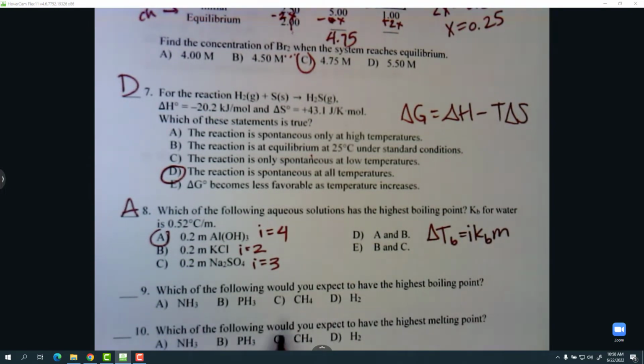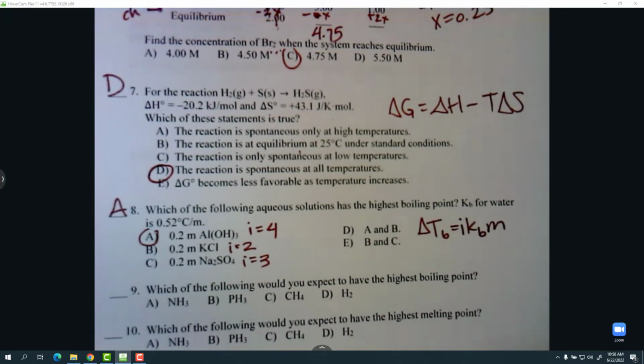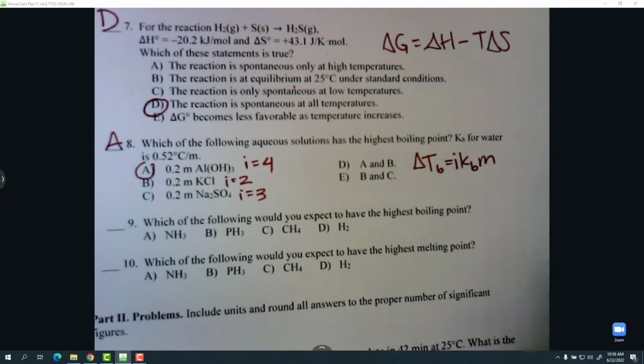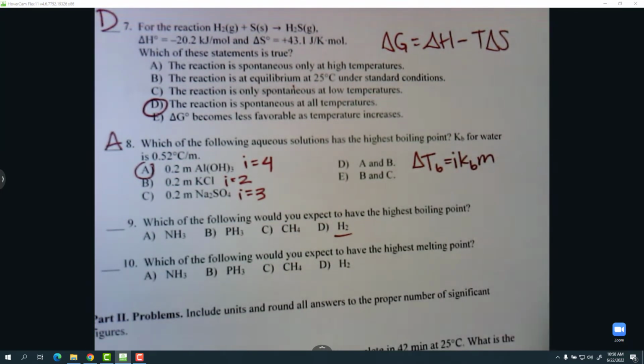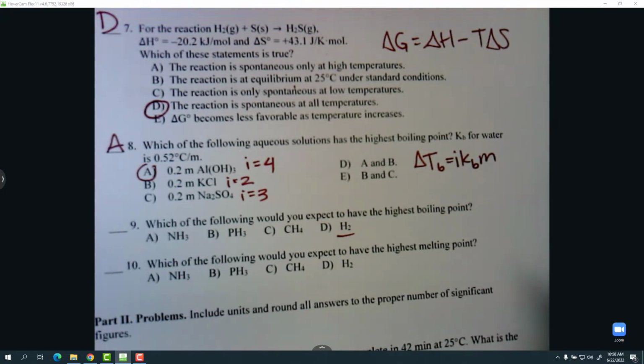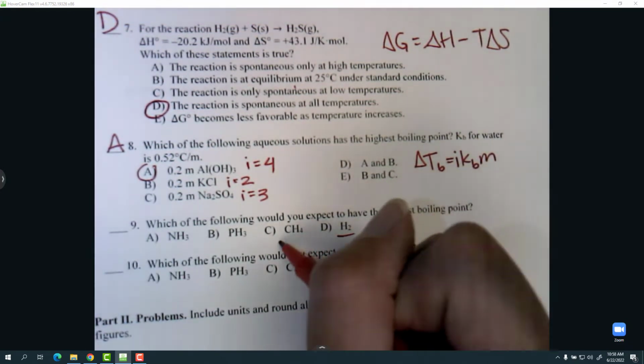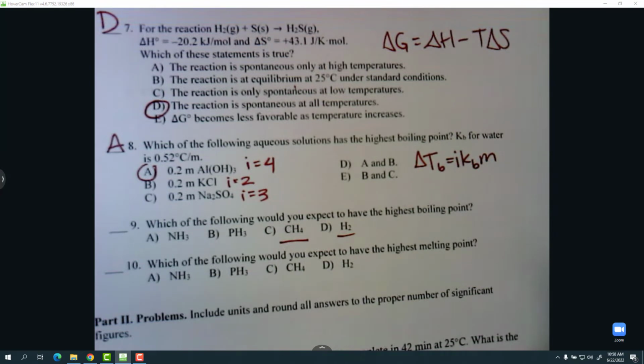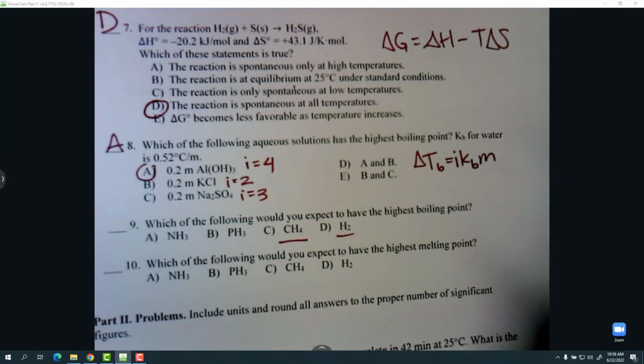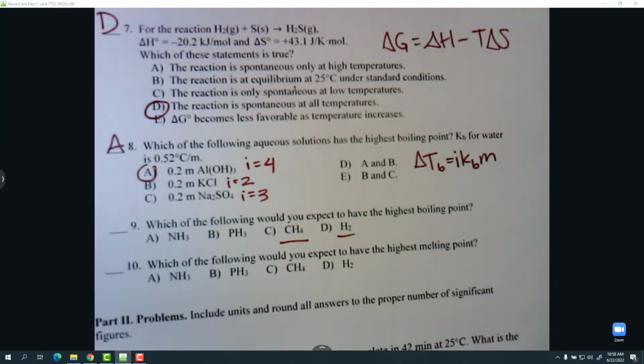These are just substances, not solutions. So I'm thinking about intermolecular forces here. Which ones would have the strongest intermolecular forces? H2, that sounds like it's non-polar. It's the same thing on both sides. So that would have low boiling point. CH4, hopefully you remember that carbon and hydrogen make a non-polar bond. So that would be non-polar.